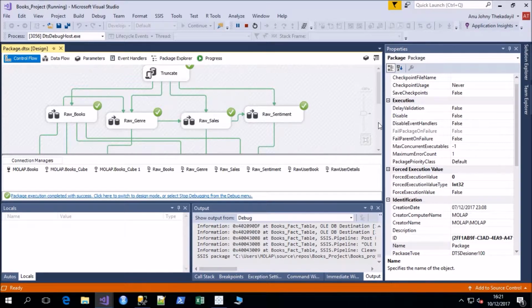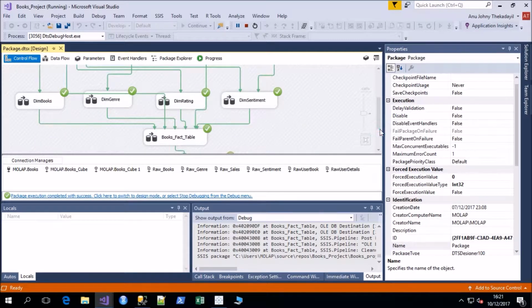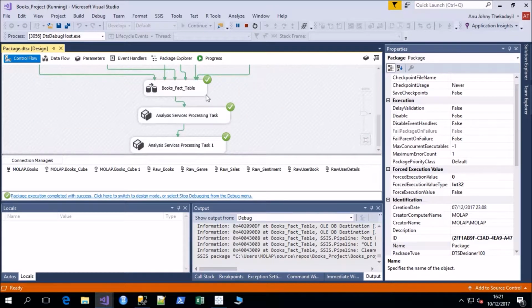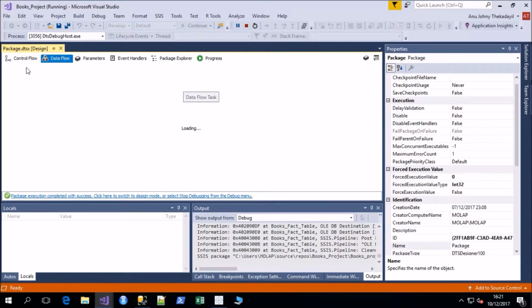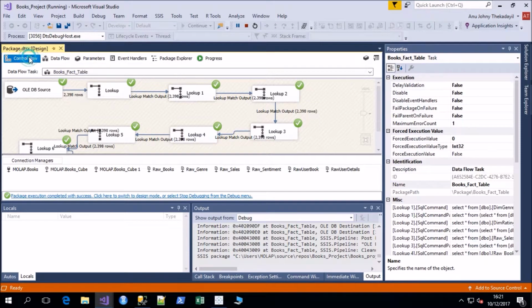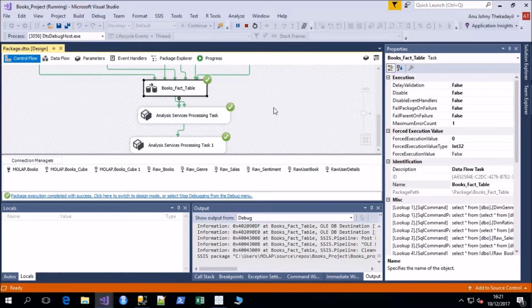Once the data is imported into the database, I have generated my dimension tables by cleaning the data that is already in the database. Once my dimension table is generated, I have linked various dimensions with various lookups and formed my fact table. Now this green tick symbolizes it worked fine. After the fact table, to automate my cube deployment, I have used this.